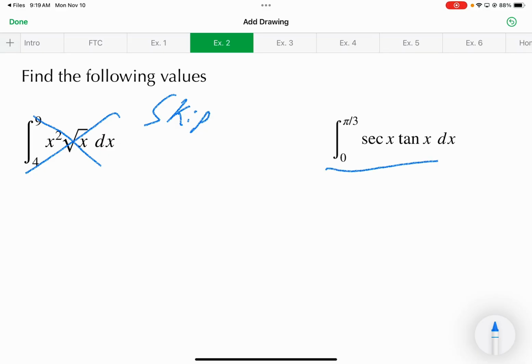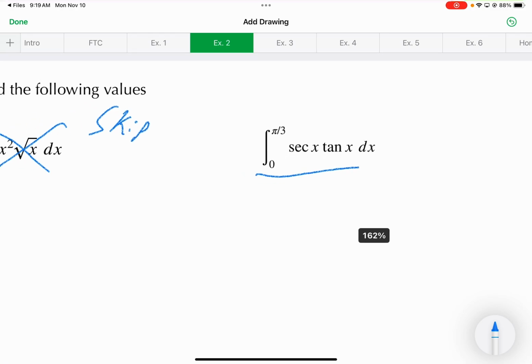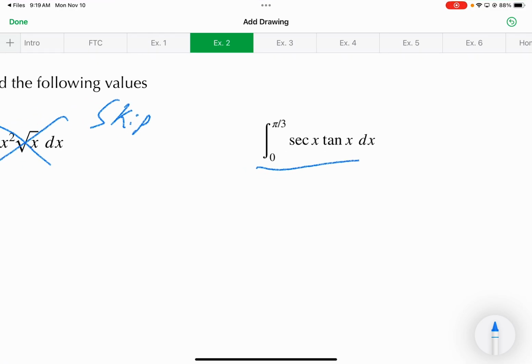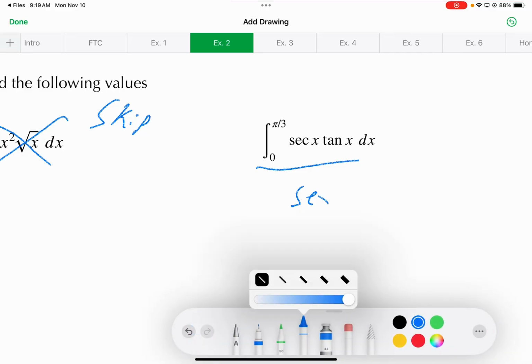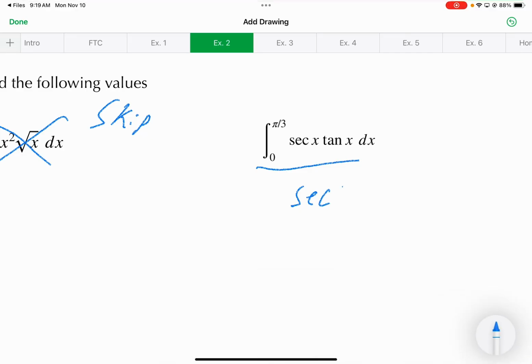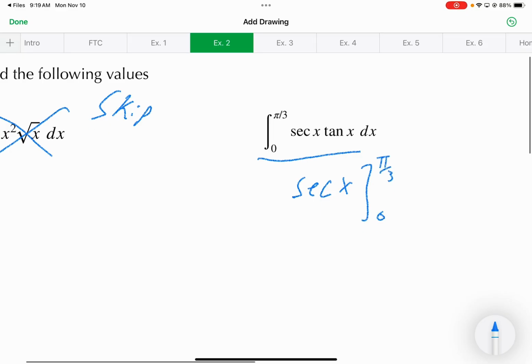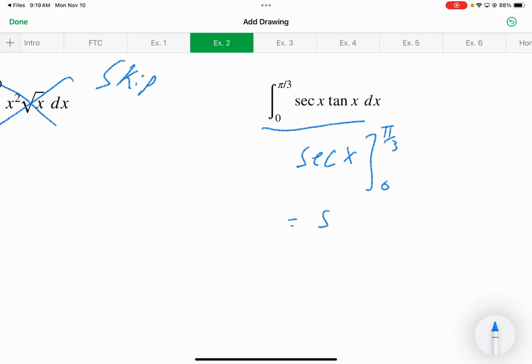All right. For the next one, we got to use trig. All right, so it's secant tangent. Can we take the antiderivative of secant tangent? Yeah. What is it? Nice. And then we want to evaluate it from 0 to pi over 3. All right, secant pi over 3 minus secant of 0.